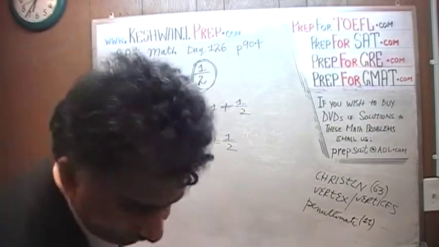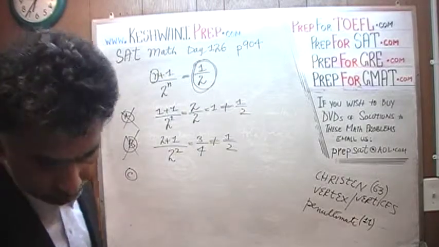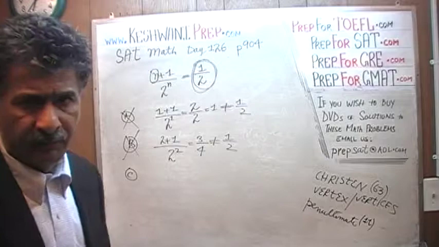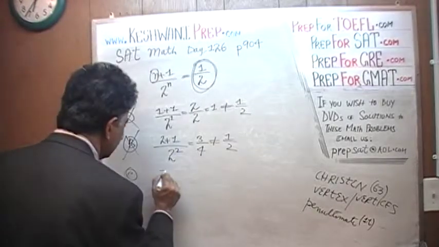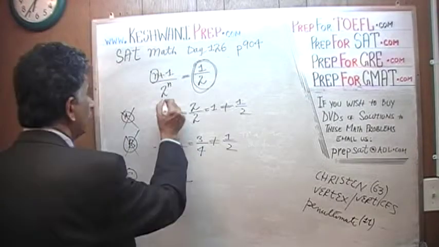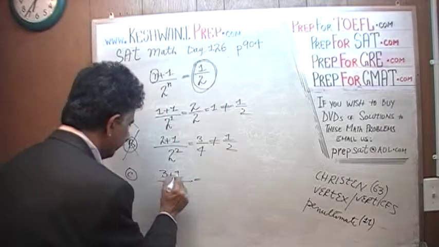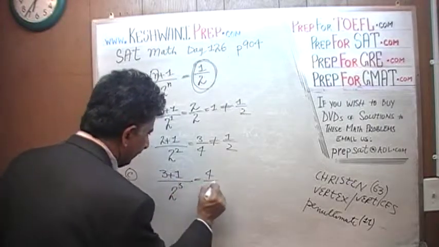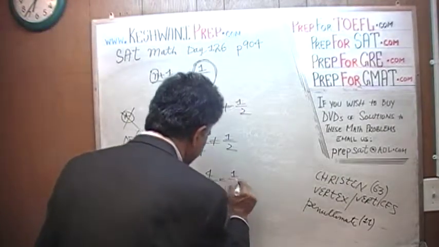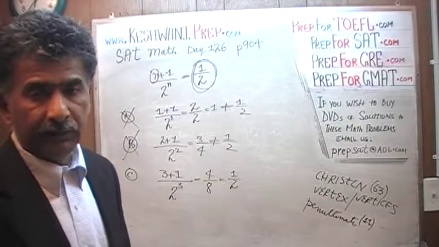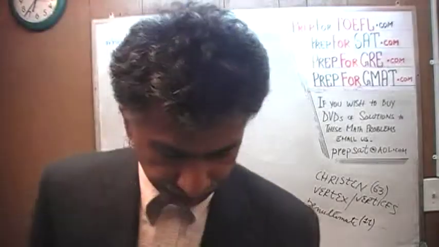Let's look at C. In answer choice C, they have 3. So n plus 1, which is 3 plus 1, over 2 raised to 3. 3 plus 1 is 4, and 2 raised to 3 is 8. Now we're getting someplace. 4 over 8 is indeed 1/2. The answer is C. That's all.